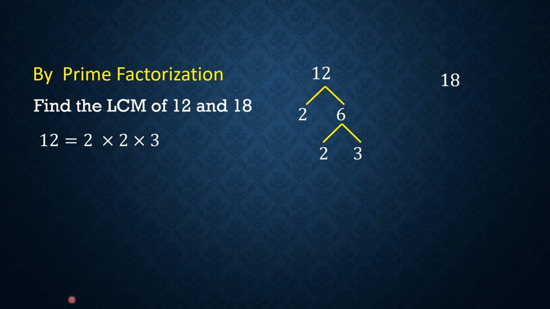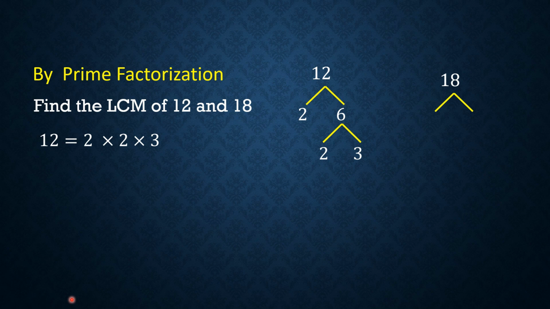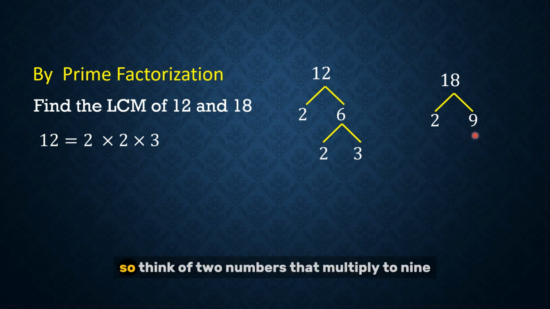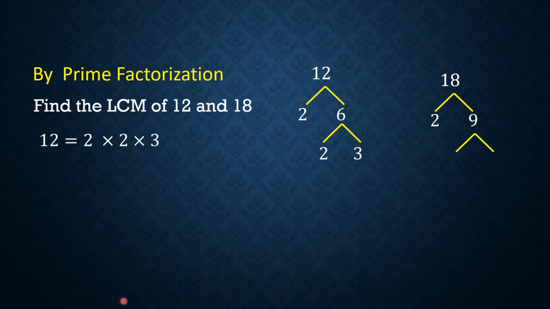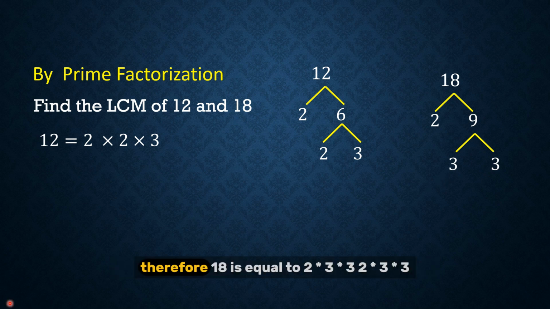Let's go to 18. Think of two numbers that multiply to 18. 2 and 9, because 2 times 9 is 18. 2 is a prime number, 9 is not. So think of two numbers that multiply to 9. 3 and 3. 3 times 3 is 9. 2 is a prime number and 3 is a prime number. Therefore, 18 is equal to 2 times 3 times 3.